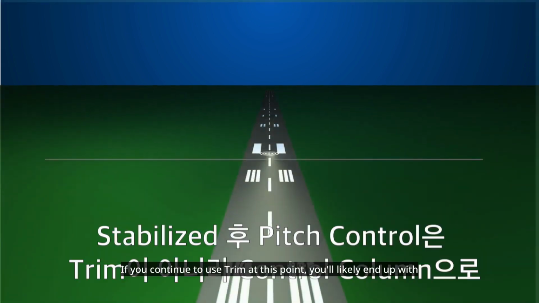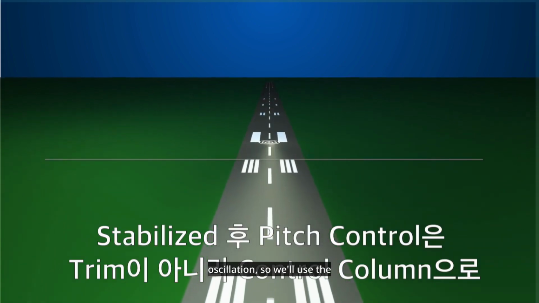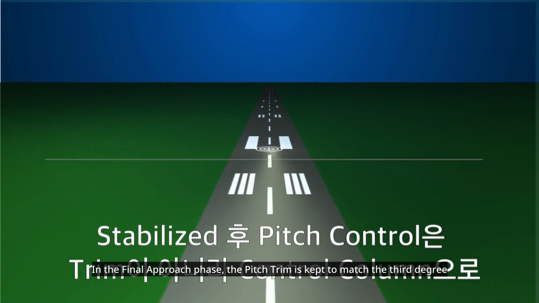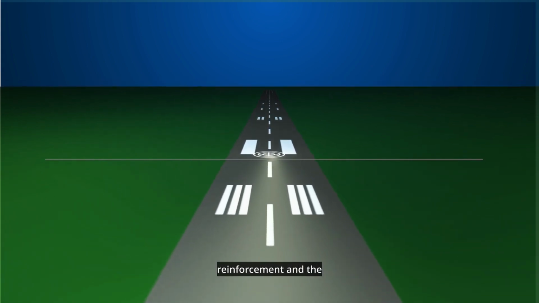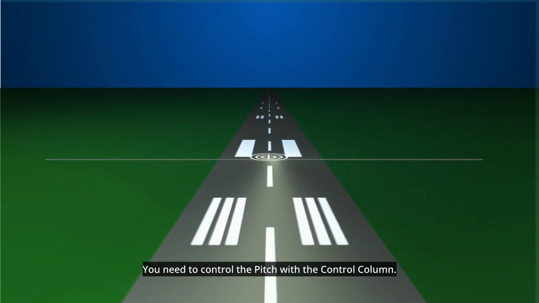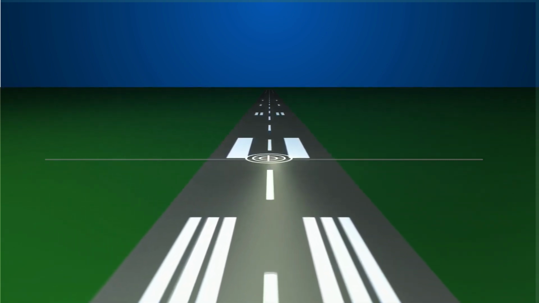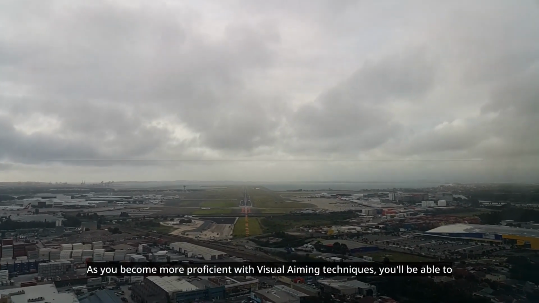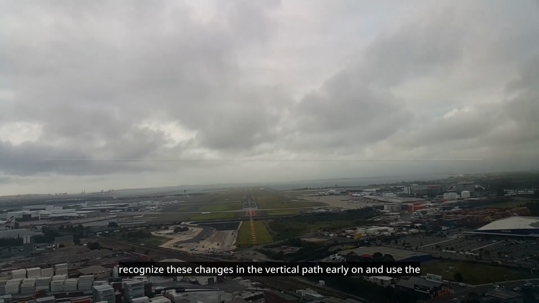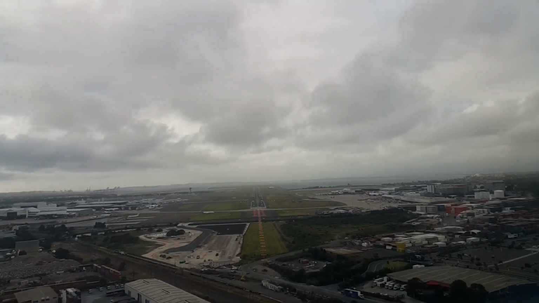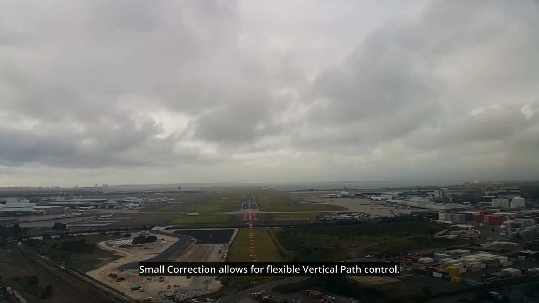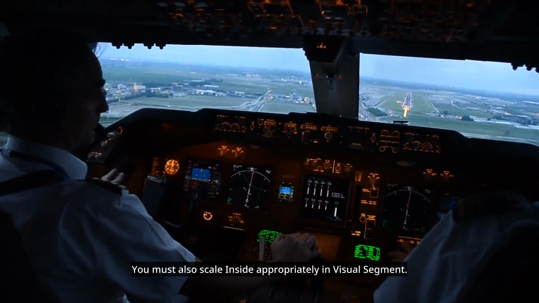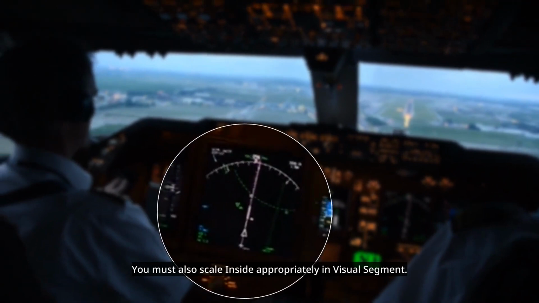If you continue to use trim at this point, you'll likely end up with oscillation, so in the final approach phase, the pitch trim is kept to match the three degree angle, and you need to control the pitch with the control column. As you become more proficient with visual aiming techniques, you'll be able to recognize these changes in the vertical path early on, and the small corrections allow for flexible vertical path control. You must also scan instruments appropriately in the visual segment.